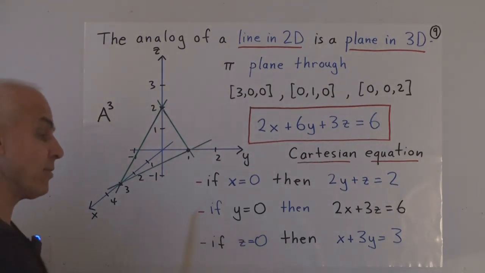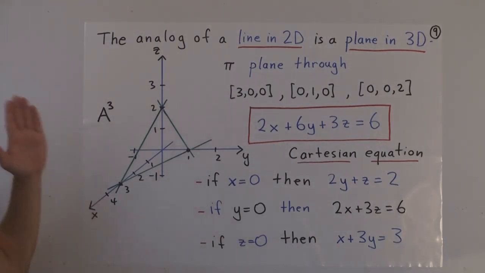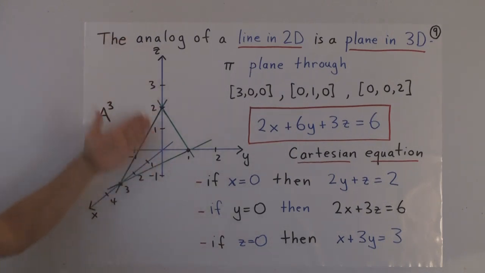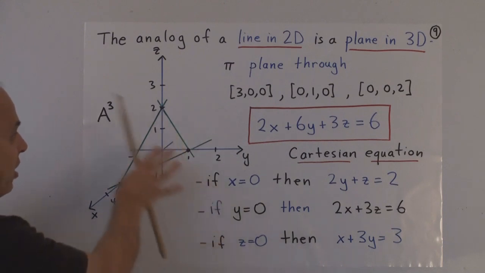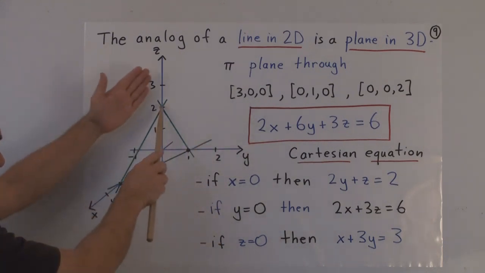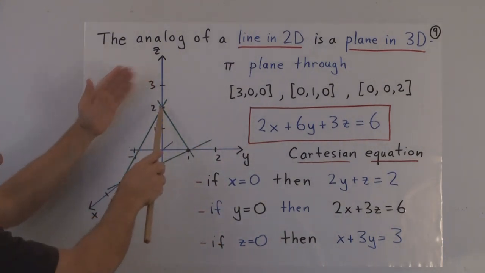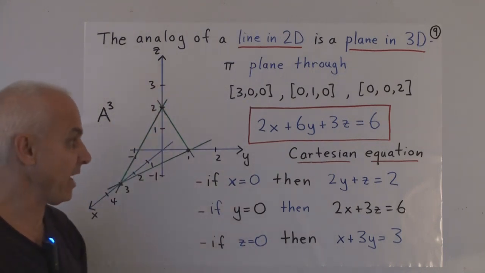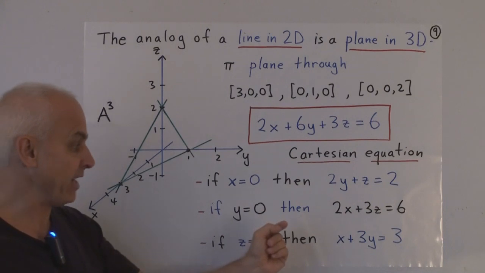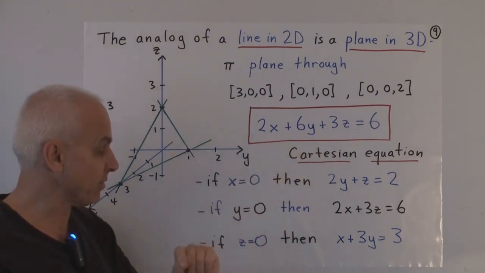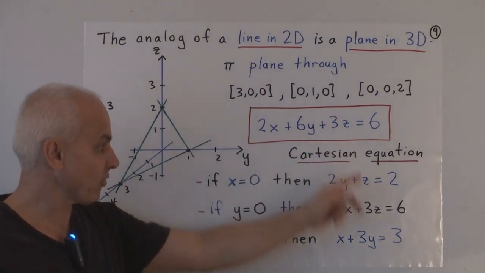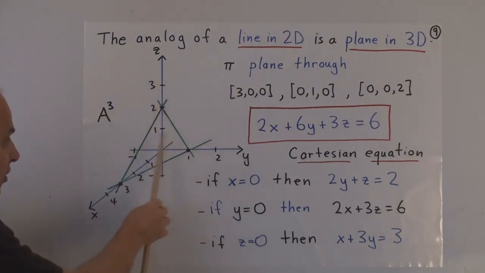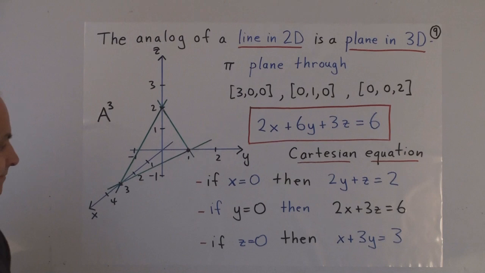Similarly, if we set y equal to 0, then we're talking about the coordinate plane through the x and the z axes. So that's that plane there. And that intersects our given plane pi in this green line here. So that's a line in the xz plane, and its equation in that plane is determined by setting y equal to 0 here. 2x plus 3z equals 6. That's the equation of that line in the plane of x and z.